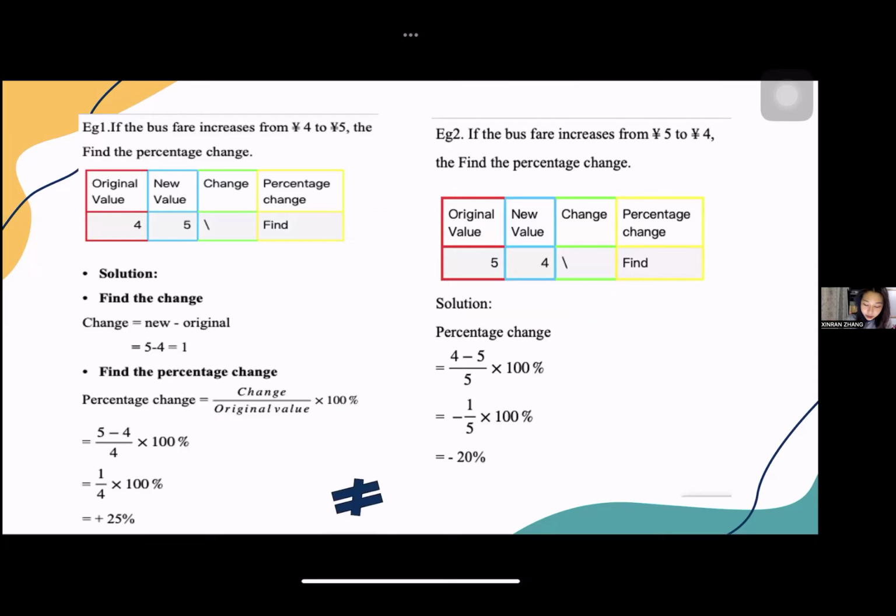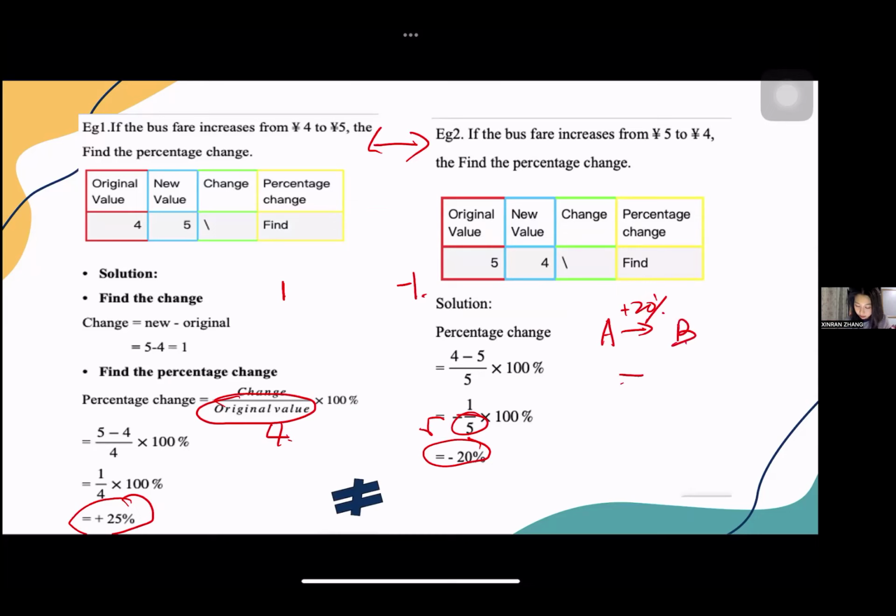So we can see through example 1 and example 2, although the values of change are 1 and minus 1, the percentage changes are very different from each other. Why? Because the original value is really different. For this one, it's 4, and for this one, it's 5. So we can know if we add 20% to A to get B, it doesn't mean that B minus 20% gets A. That's totally incorrect. So make sure you know that.